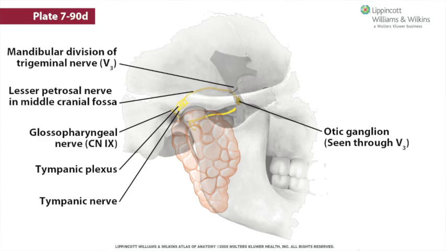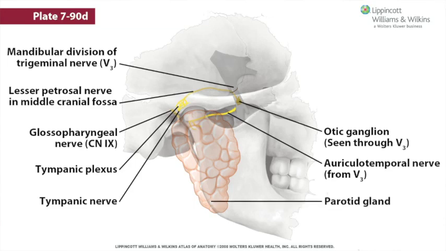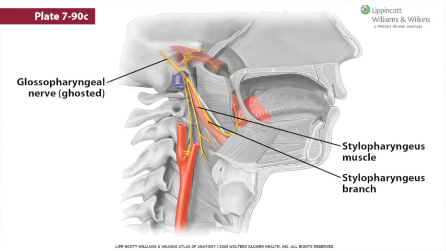Postganglionic parasympathetic fibers join a nearby branch of the mandibular nerve, the auriculotemporal nerve. When they reach the level of the parotid gland, these postganglionic parasympathetics leave the auriculotemporal nerve and enter the gland. The motor nerve to the stylopharyngeus branches from the glossopharyngeal nerve as it exits the jugular foramen and runs along the posterior and lateral borders of the muscle before innervating it.